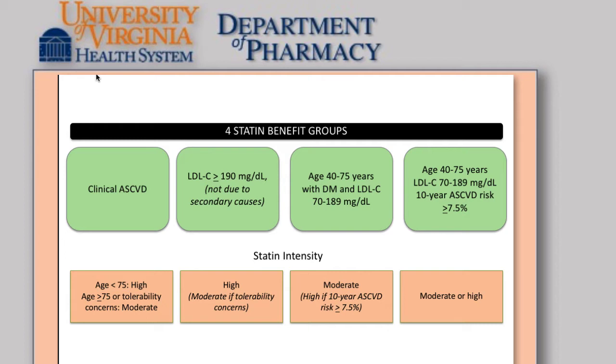The other 3 groups involve different combinations of LDL, age, or disease stage such as diabetes, or 10-year ASCVD risk. Across the board, patients are recommended to have either a high-intensity or moderate-intensity statin, and there appear to be very few rules for the low-intensity statin group.